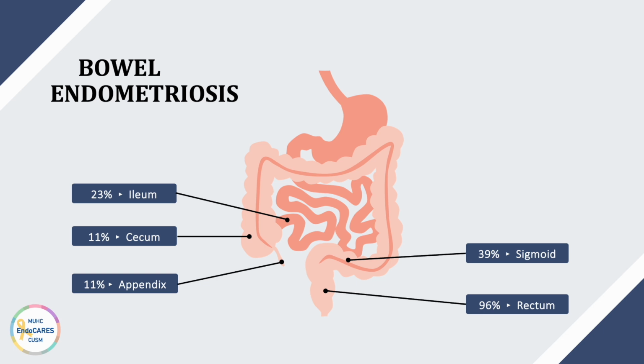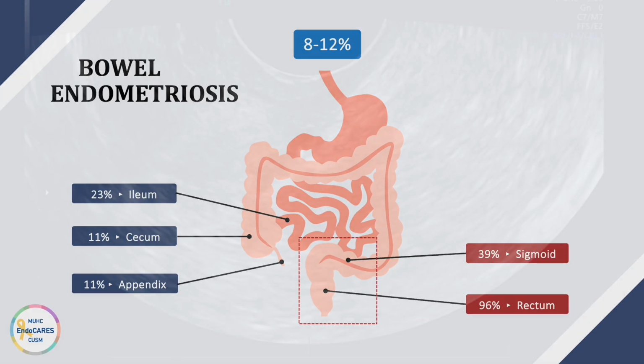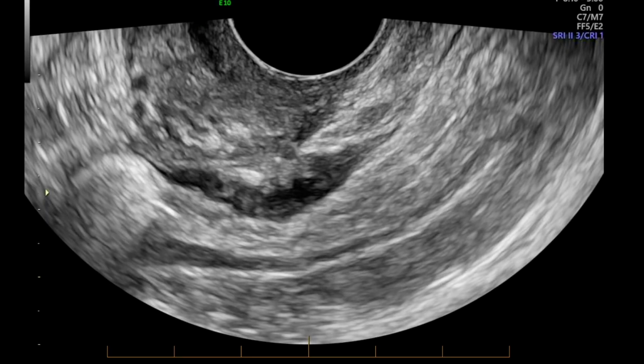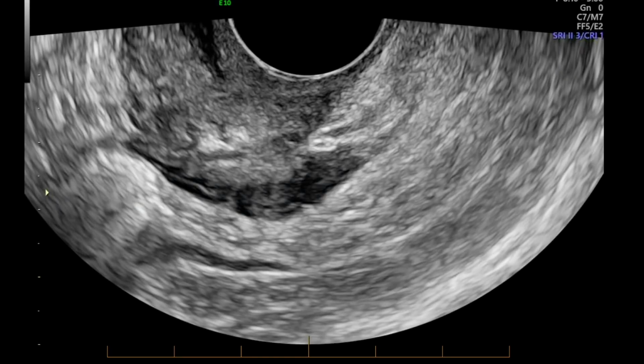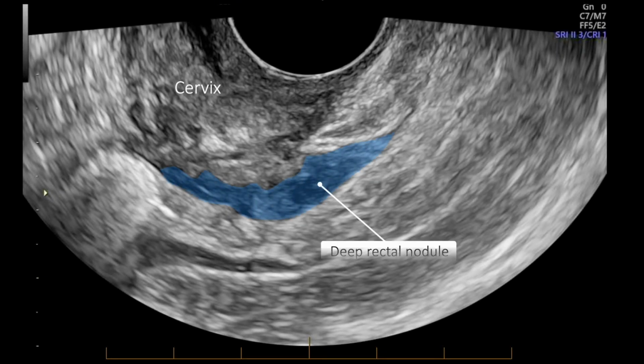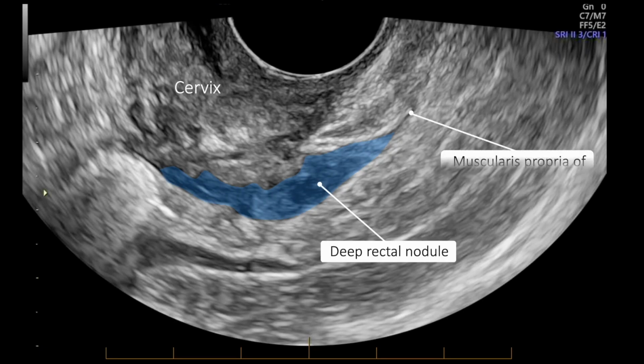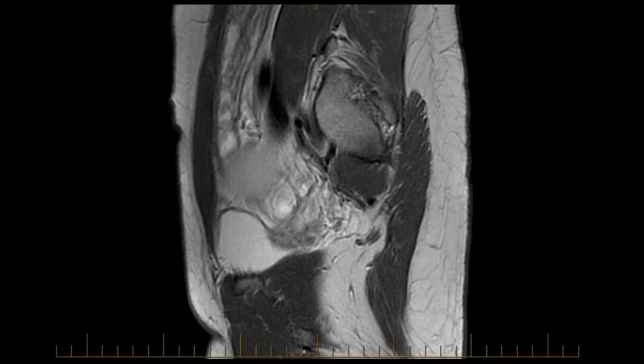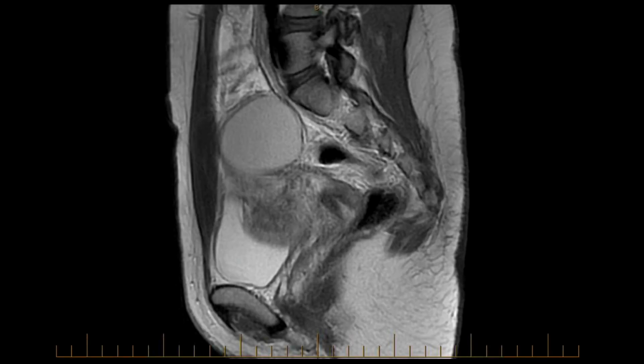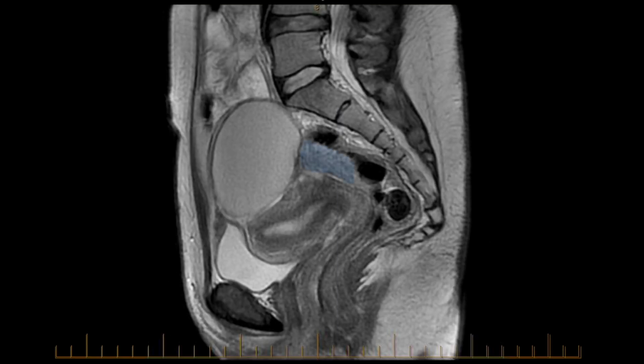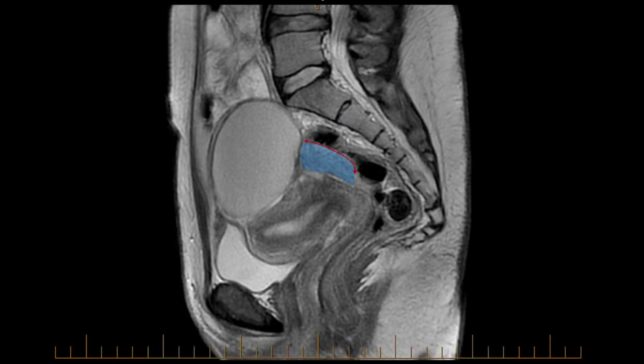Bowel endometriosis affects 8 to 12% of patients with endometriosis, and most commonly involves the rectosigmoid colon. Over 90% of colorectal lesions can be identified on a dedicated transvaginal ultrasound. Rectosigmoid nodules appear as a hypoechoic lesion that can be identified by following the hypoechoic muscularis layer of the anterior rectal wall. MRI may be used to further characterize the lesions and rule out more proximal implants. Imaging should describe size of the lesion, depth of infiltration, distance from the anal verge, and estimated degree of stenosis.